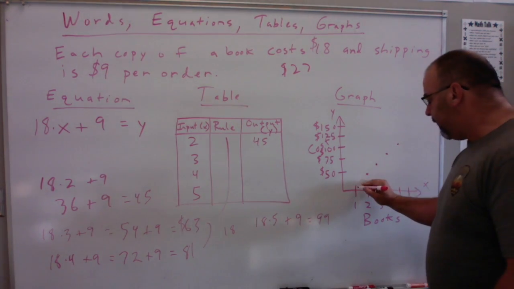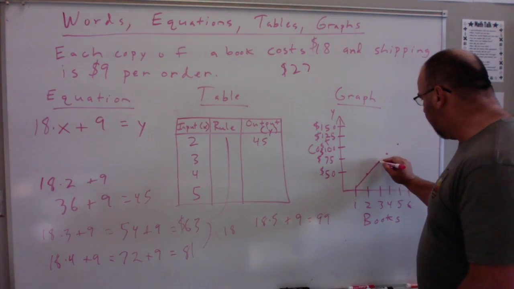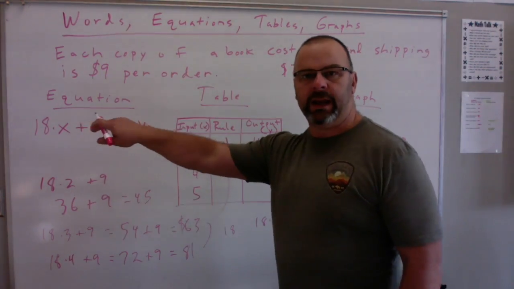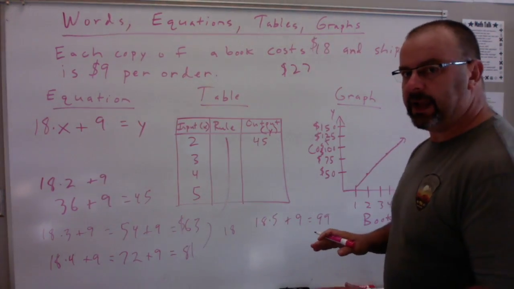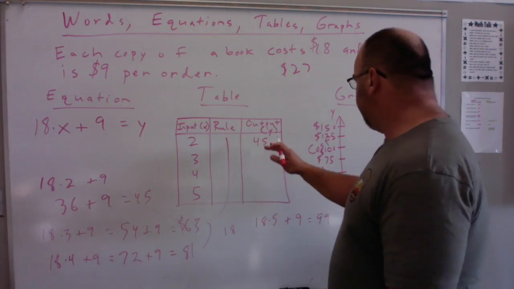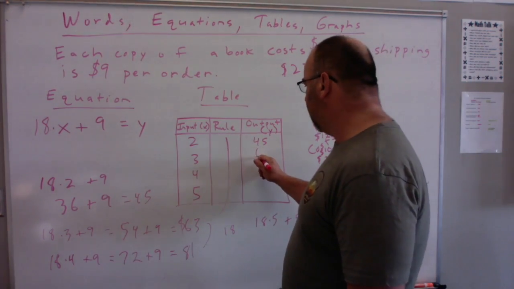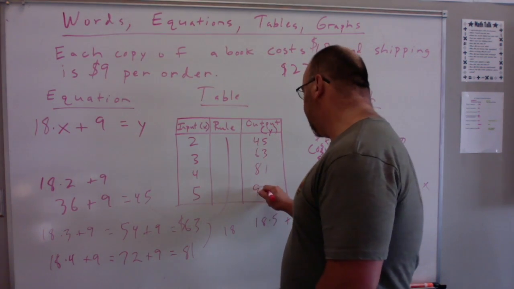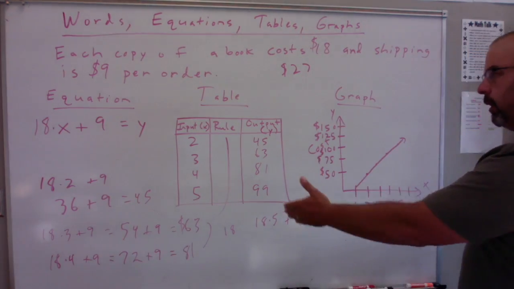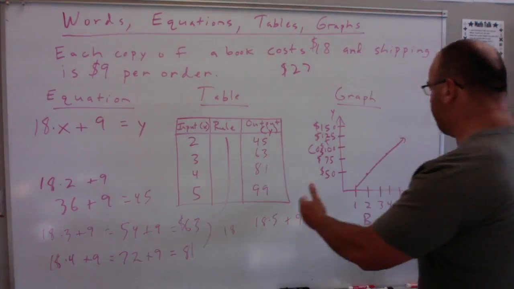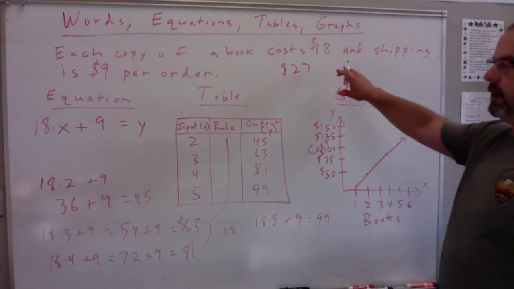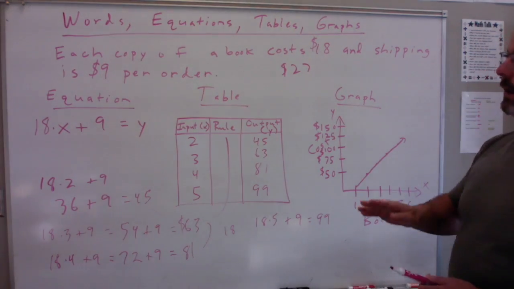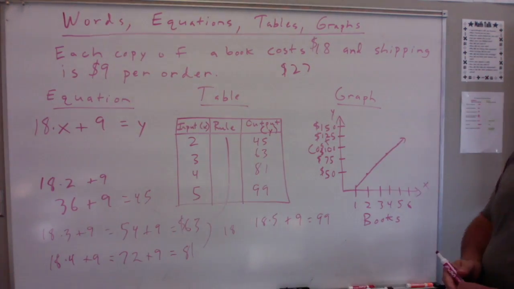And notice that this is a straight line, okay? So each equation that looks like this with a y and an x in it is going to do that. So in this table here, I can put in 45, 63, 81, and 99. So I have a table, an equation, and a graph, and they all represent these words up here. So that's how you put words into each type of representation.